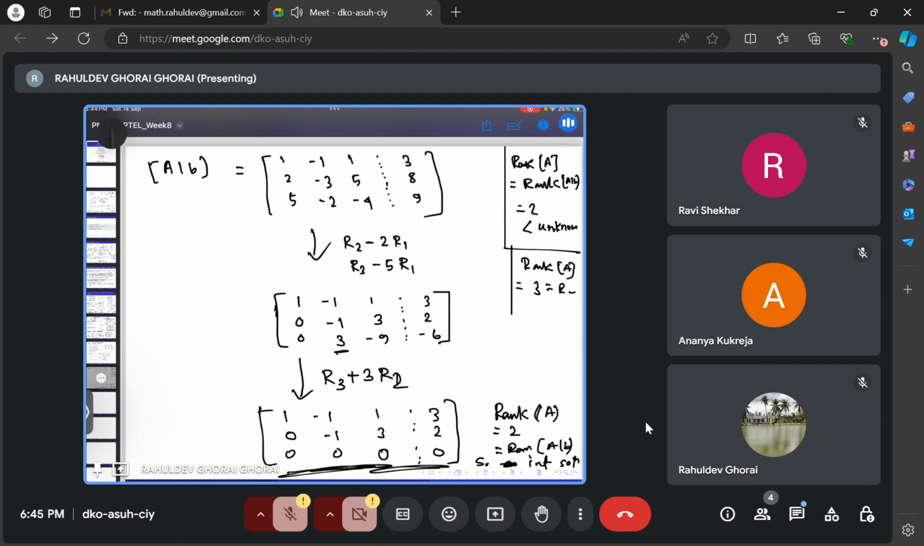You can do it in a different way to get this type of form. Anyway, you have to get this type of form. It can be a different form for your calculation, but if the first non-zero entry is there in a row, then the other elements below that have to be zero. You have to make that happen.